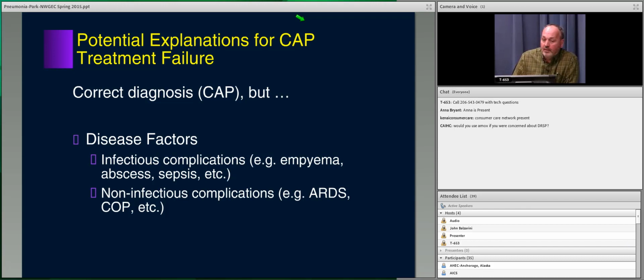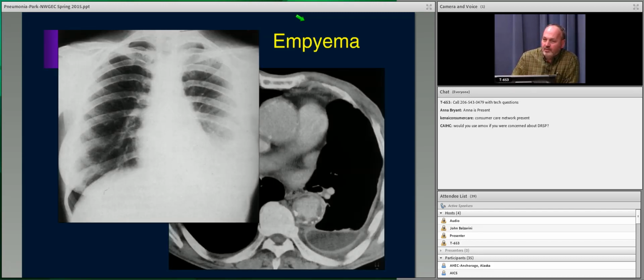And then, again, you may have the correct diagnosis, but something may have happened with the disease. So there's a complication such as empyema, or lung abscess, or sepsis. Or sometimes there are non-infectious complications of an infectious pneumonia, like ARDS, or cryptogenic organizing pneumonia, that may underlie the reason the patient's failing their antibiotic treatment.